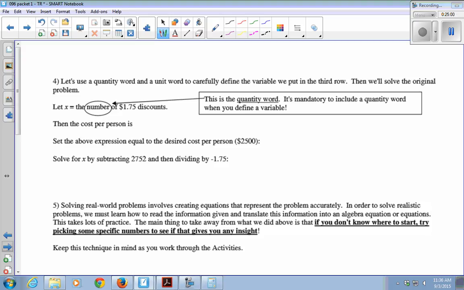Okay. So if X is the number of $1.75 discounts, then the cost per person, my discount amount, I get a discount for every person, 1.75x, and I subtract that from what was my original price? 2,752. That's my new cost per person. So in my table before, instead of an X, I had a 10 and a 50. Now I'm just using an X because I don't know how many people there are. Set that expression equal to 2,500.